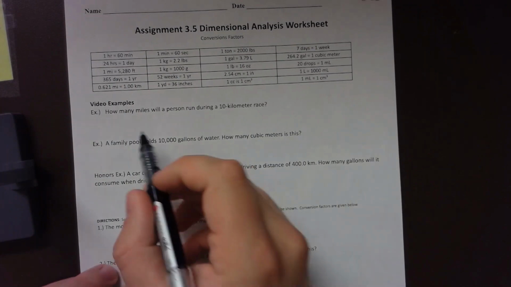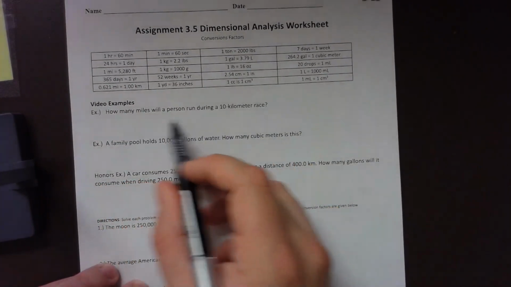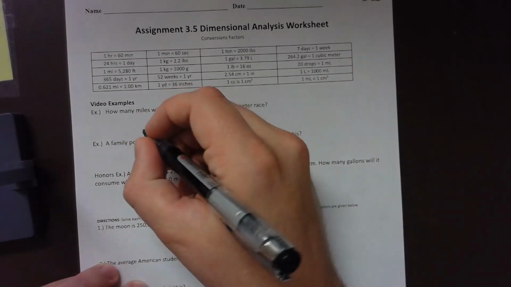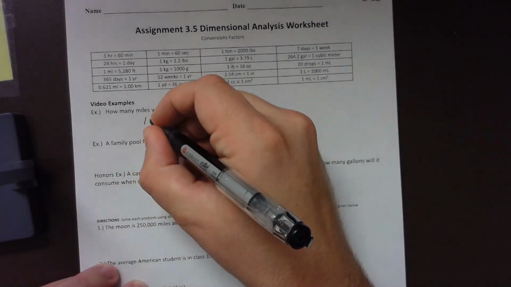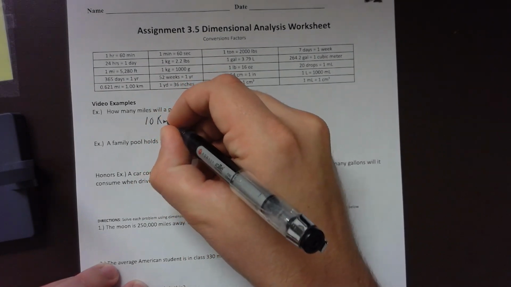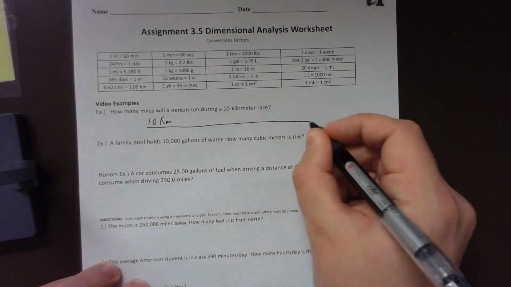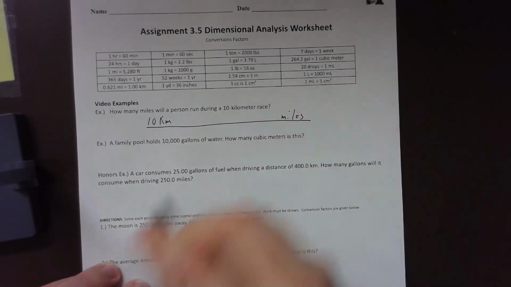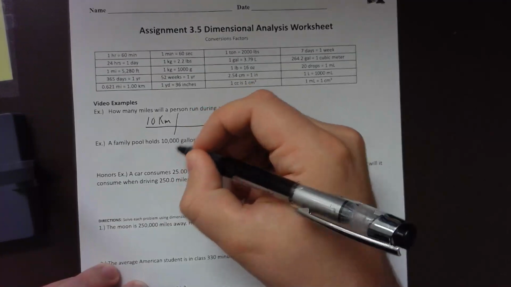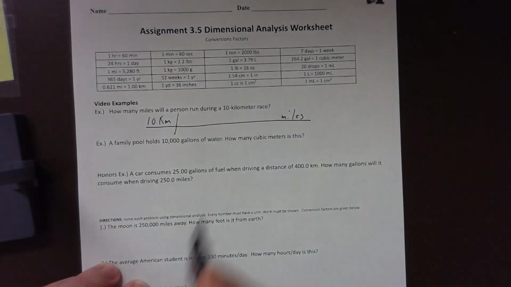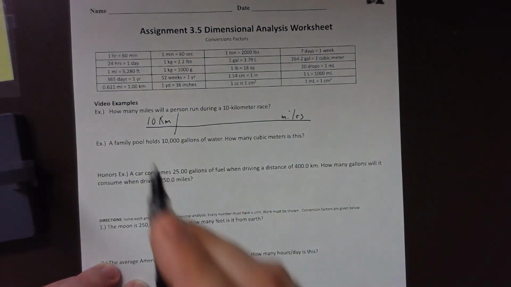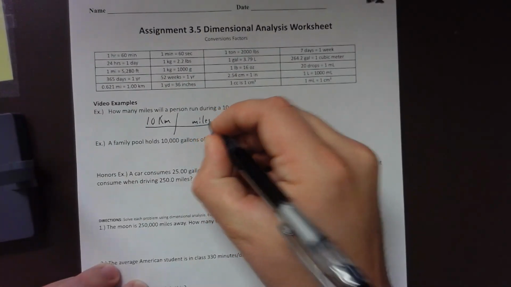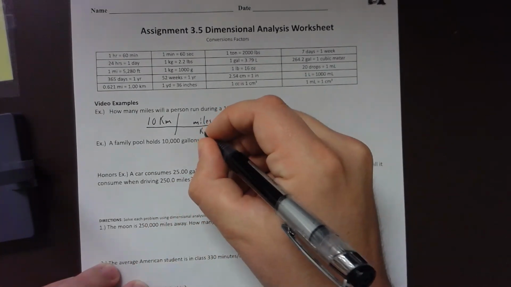So in this case, how many miles will a person run in a 10-kilometer race? When I look at this, I put in my known, 10 kilometers, and I'm trying to get to miles. So I start out with knowing. Now remember, if I want to get to something, I want to cancel out what I start with. So I have to put my miles on top and my kilometers on bottom.